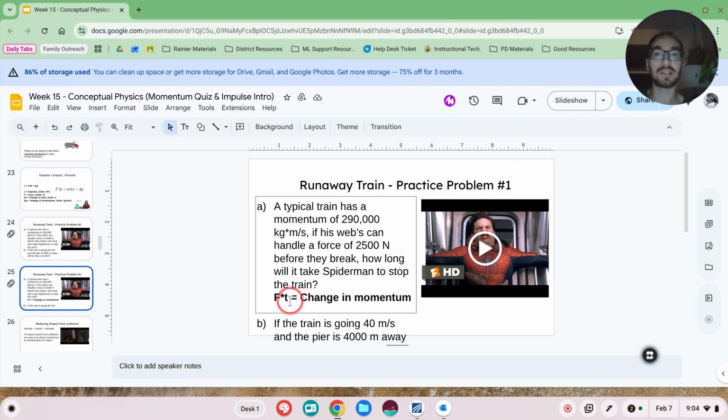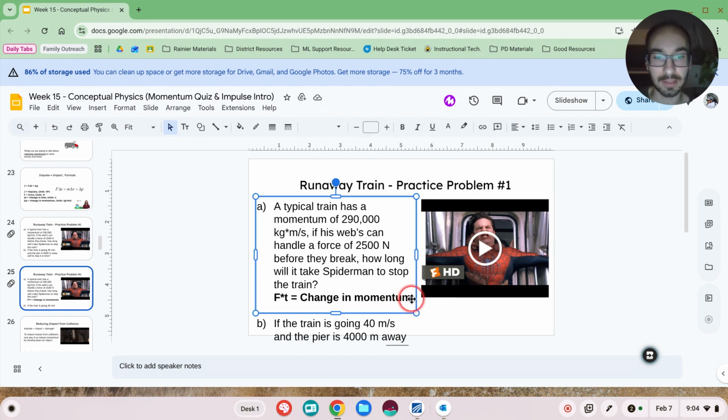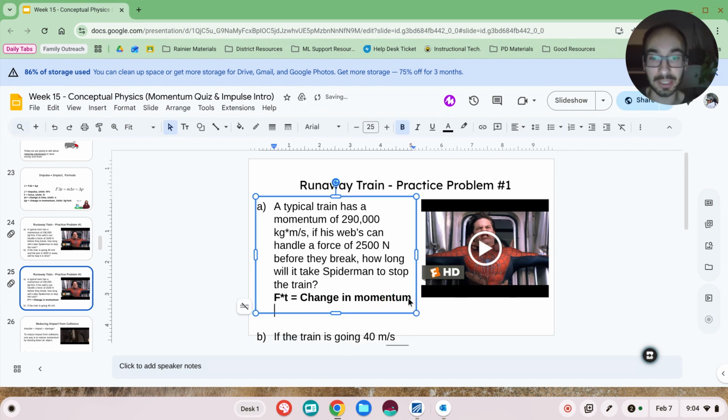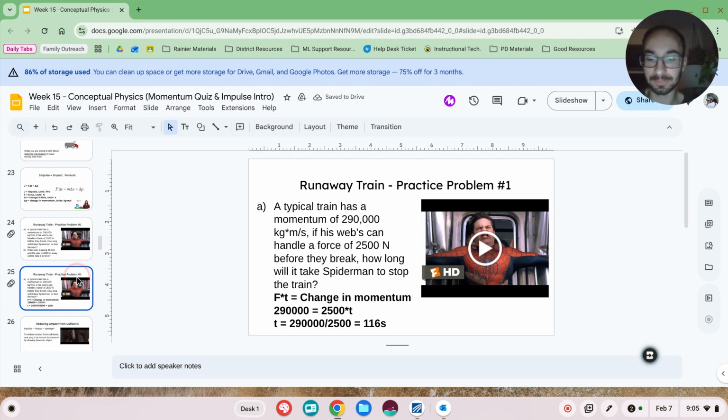So for the first one, you'll need this formula. Force times time is change in momentum. And Spider-Man has to stop the train, and the train starts with 290,000, so the change in momentum is 290,000. The force is 2,500, and we don't know the time. So you'll do some algebra. The time is 290,000 divided by 2,500, and you should get 116 seconds. So that's how long it will take Spider-Man to stop the train.